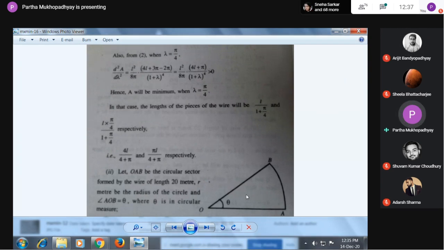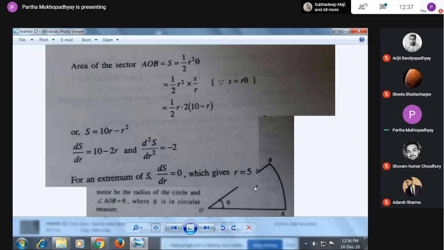Everybody is clear? Okay, the entire area is pi r square, and the entire angle at the center is 2 pi. So for 2 pi angle, the area is pi r square. So for 1 degree angle, it will be pi r square by 2 pi, which is half of r square. And for theta angle, it will be half r square theta. Simple unitary method here also.